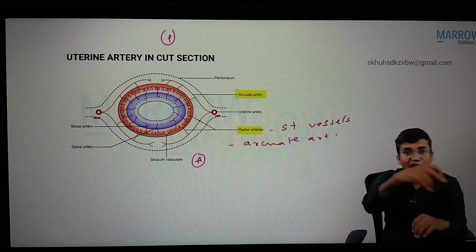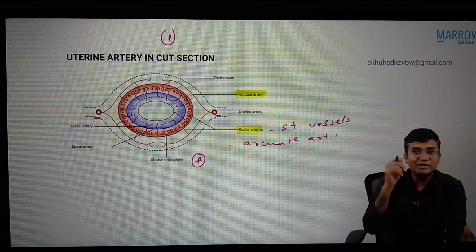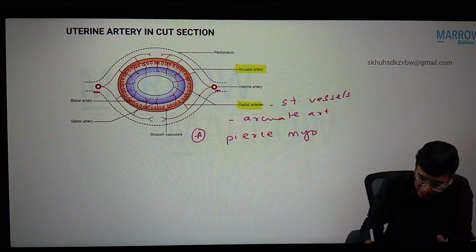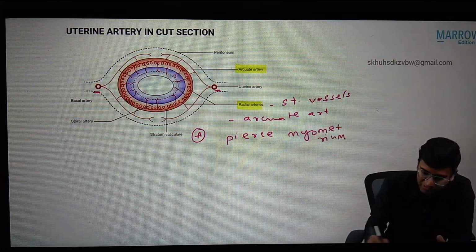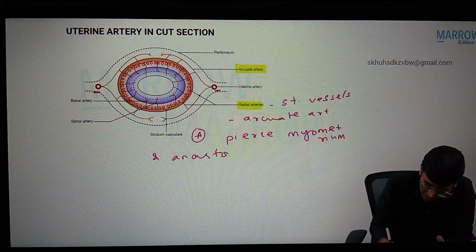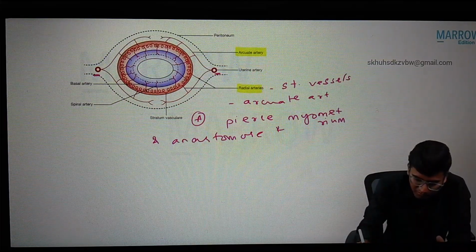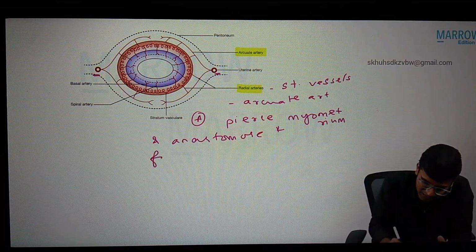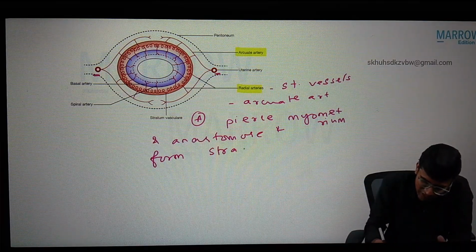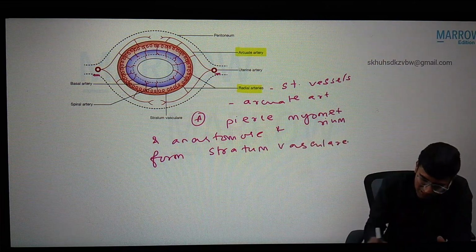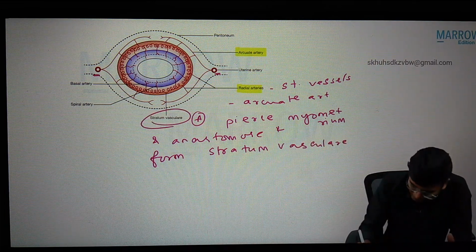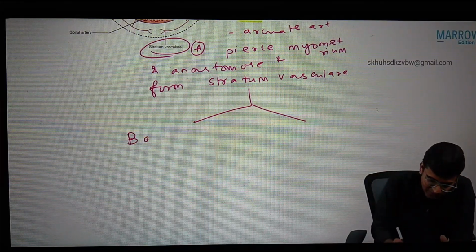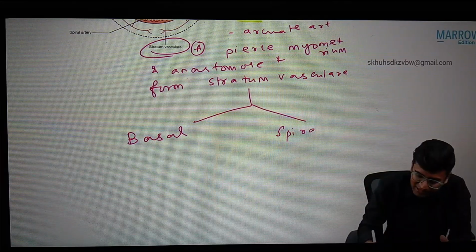Now these radial arteries anastomose. Where, sir? In the myometrium. The radial arteries pierce the myometrium of the uterus, anastomose, and form one anastomosing circle, the stratum vasculare. Now from the stratum vasculare, we have two arteries. One is the basal artery, another one is the spiral artery.